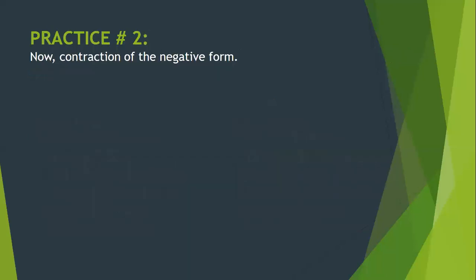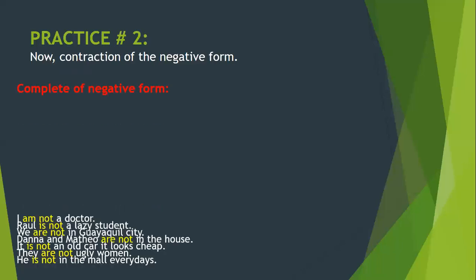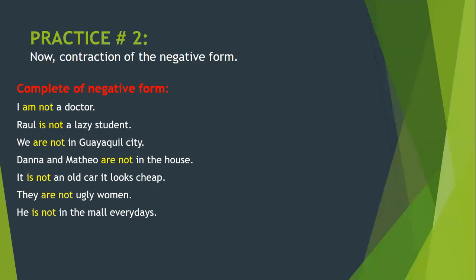So here, practice number 2. Now contraction of the negative form. Complete of negative form. Oh, here we have the complete form. How is that one? Contraction of negative form.